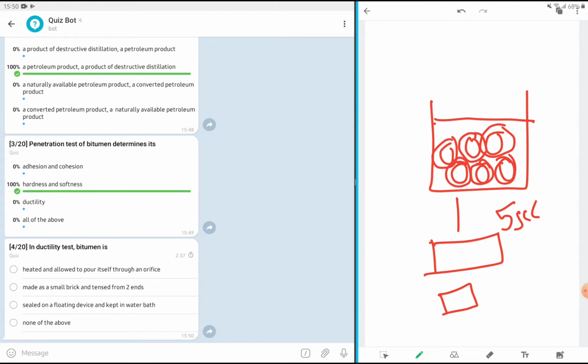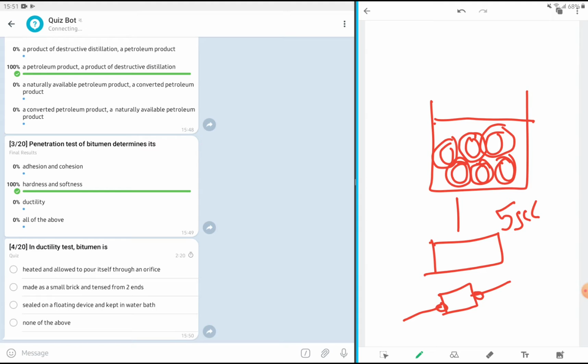Okay, now this brick is stretched by a device. It is kept in an apparatus in which this 10 by 10 mm briquette or brick of bitumen is kept, and it is stretched from both ends at the rate of 50 mm per minute.